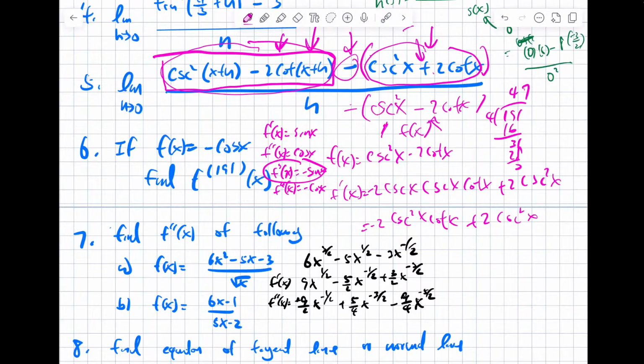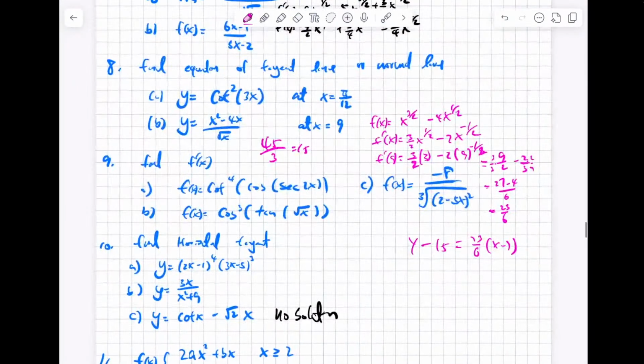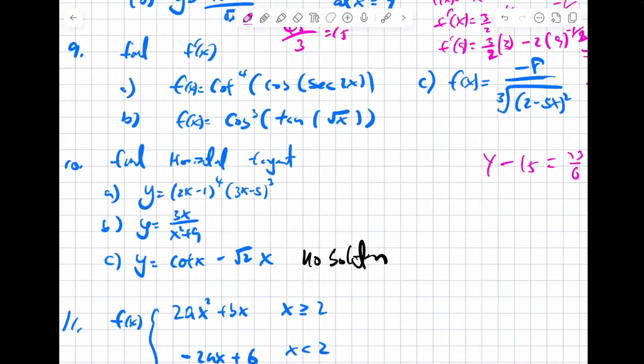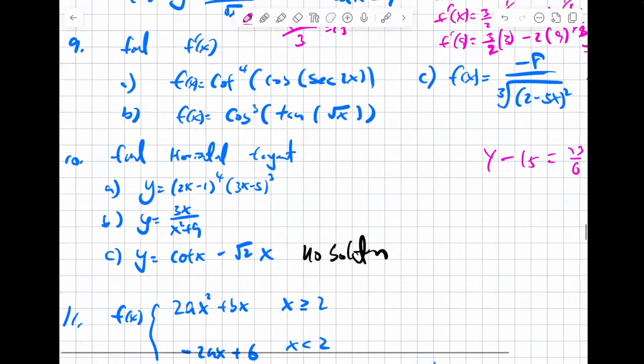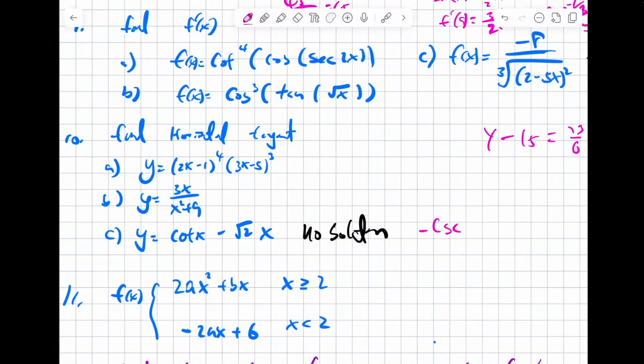Next question, 10C. 10C has no solution, because you take the derivative of cotangent, which is negative cosecant squared of x. The problem becomes negative cosecant squared of x minus square root 2 equal to 0. If you do that, cosecant squared of x equals negative root 2, you cannot take the square root of both sides, because you cannot take the square root of negative values, so there's no solution.